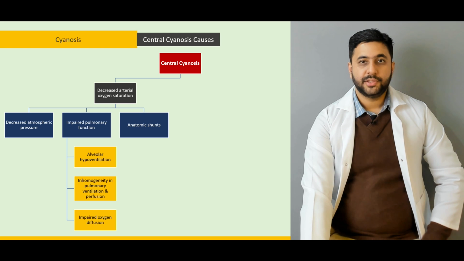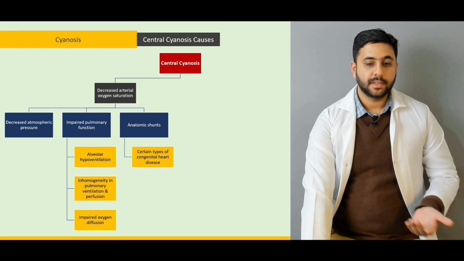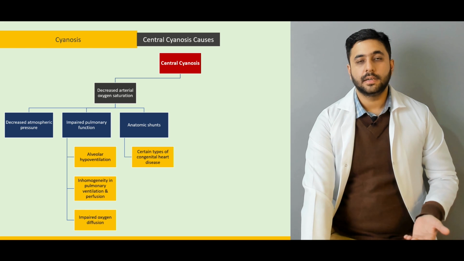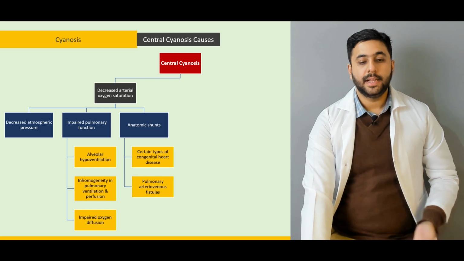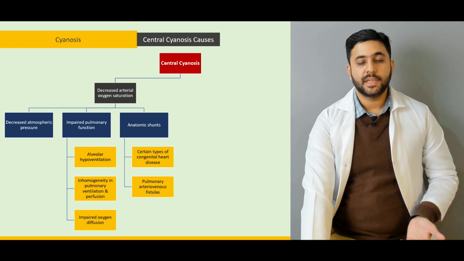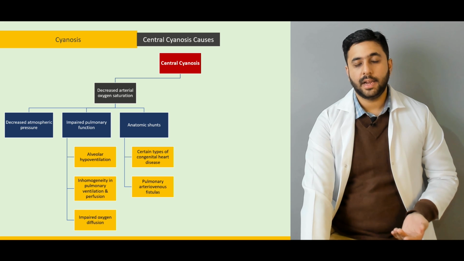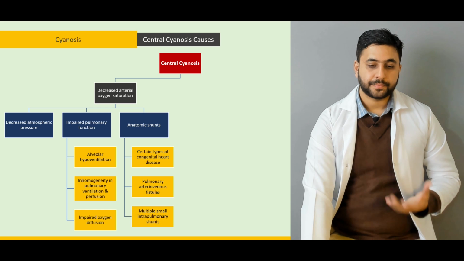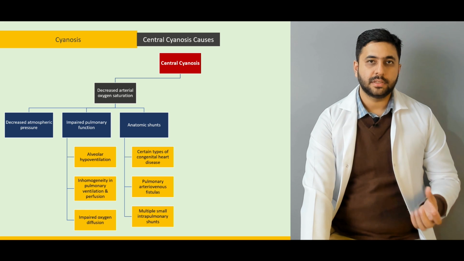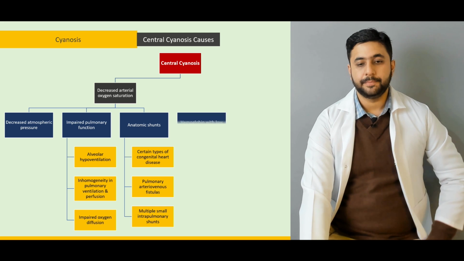If there are anatomic shunts, either intrapulmonary or at the level of the heart, for example, certain types of congenital heart diseases like the VSD or ventricular septal defect, we have the right to left shunt, and that's the cyanotic heart disease. Similarly, if there are pulmonary arteriovenous fistulas and the blood just bypasses the pulmonary capillaries, so there is not enough blood at the level of the pulmonary capillaries to participate in the gaseous exchange, or multiple small intrapulmonary shunts can lead to the development of cyanosis eventually over time.